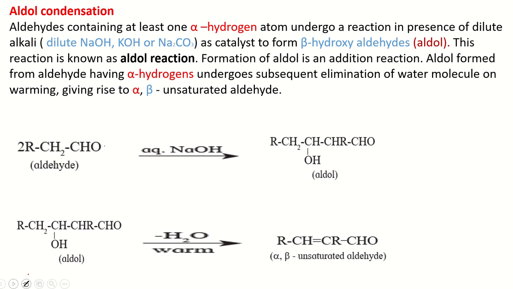Why is this an alpha beta unsaturated aldehyde? Because see, this carbon has the oxygen, the neighbor carbon is called alpha, and the neighbor carbon of the alpha is called beta. Hence, it is alpha beta unsaturated aldehyde. Why unsaturated? Because the carbon carbon has a double bond. Hence, it is unsaturated.